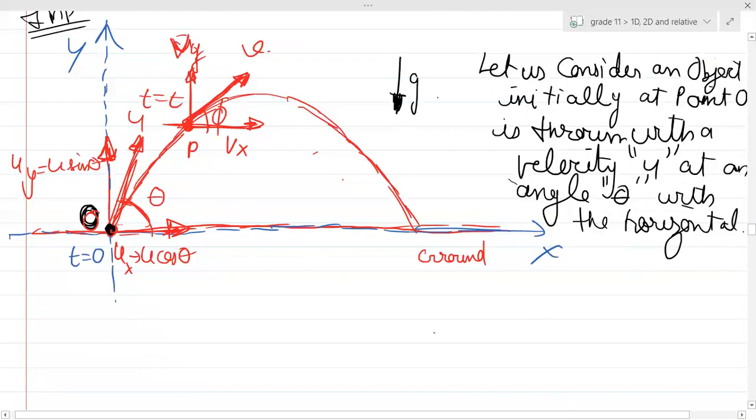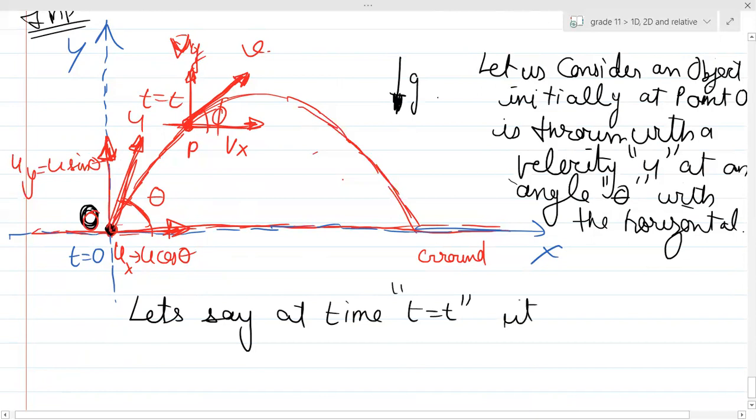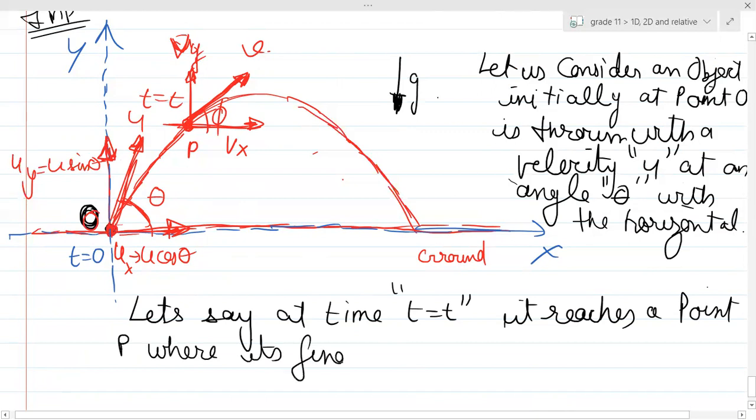So once you have done it, let's say at time t equals to t, it reaches a point P where its final velocity becomes v. So I'm just introducing all the terms.